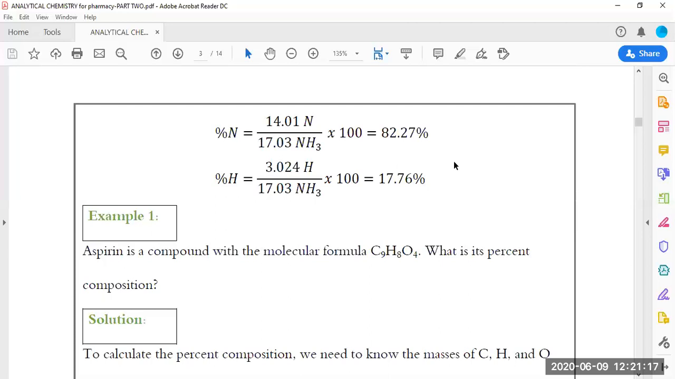Remember, we're talking about mass in this case. We're not talking about the number ratio, 3 hydrogen to 1 nitrogen. No, we're talking about mass, how much.